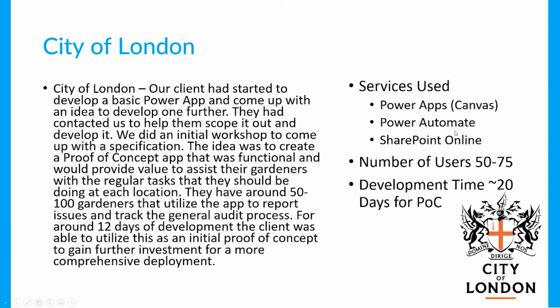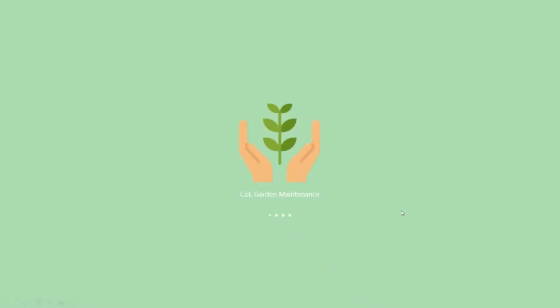We've used Power Automate to drive a lot of the automations and workflows. SharePoint Online has been used as the database. This is all built using PowerApps Plan 1, with no need for any additional licenses. We were very quickly able to turn around a proof of concept to prove this would work. It's around 20 days of development to get this off the ground.